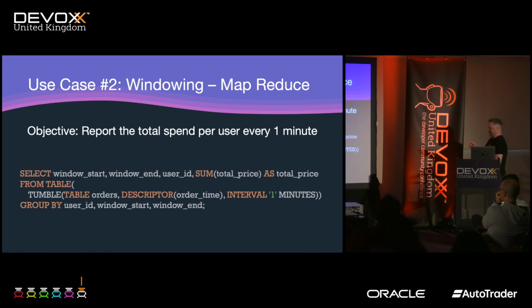So from table, we're going to tumble the orders table over the order time. This is the column in the table, the timestamp column, the event time column, and the interval is 1 minute. So this is basically creating a tumbling window of 1 minute. And then we're grouping by the window and the user.